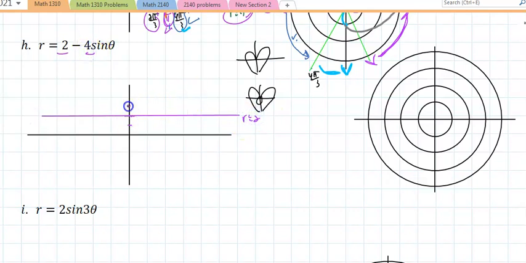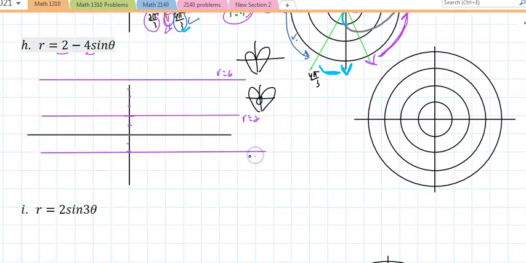Amplitude is 4. I'm going to go up 1, 2, 3, 4. If I am at 2 and I go up 4, that's 6. And come down 1, 2, 3, 4. If I start at 2 and move down 4, I am at negative 2.